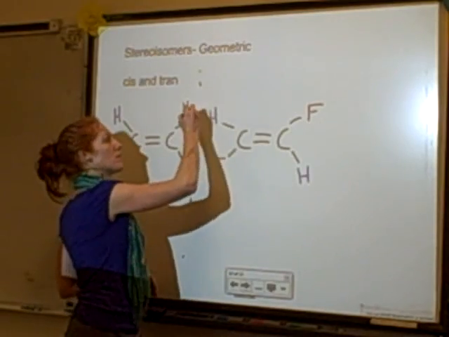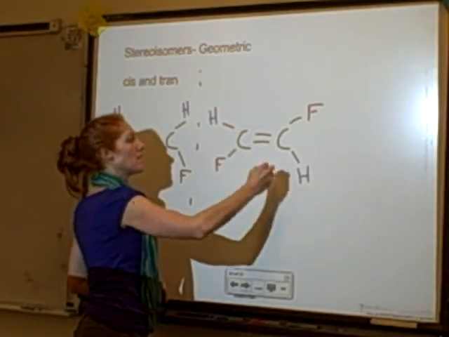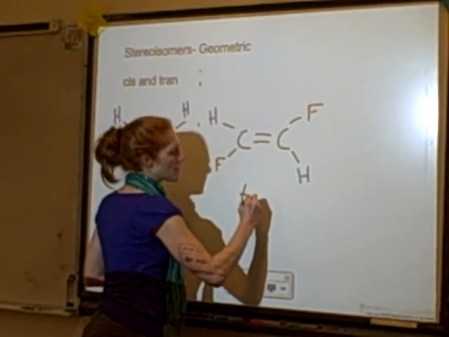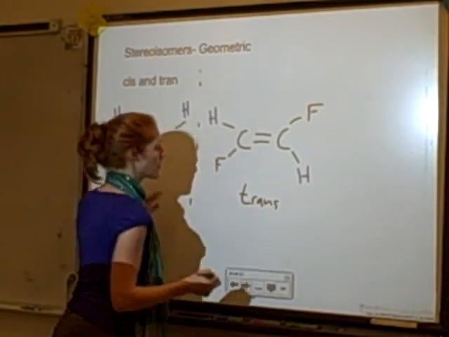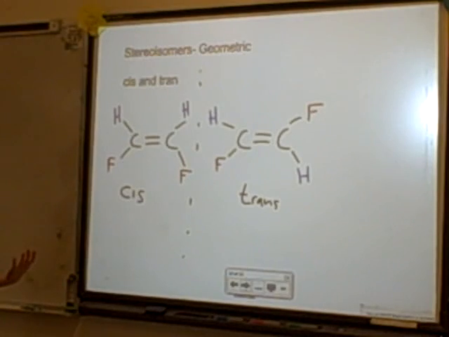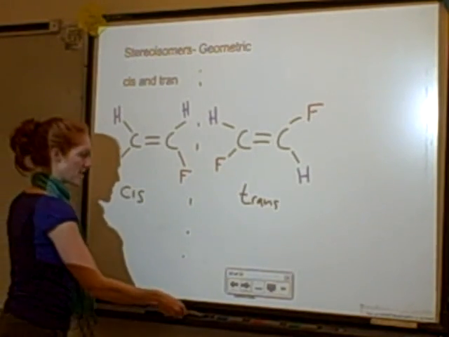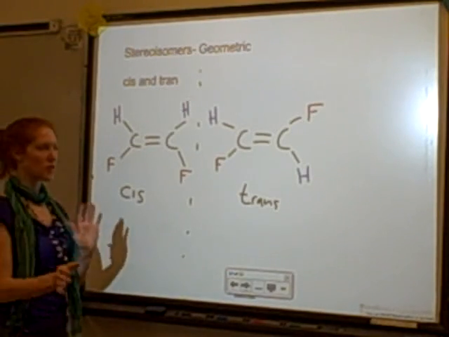And if they go across diagonally, like transcontinental, they're going across, this is trans. So these are the cis and trans isomers. It's a type of geometric isomer. So the same bonding's there because I can see they're not structural isomers.